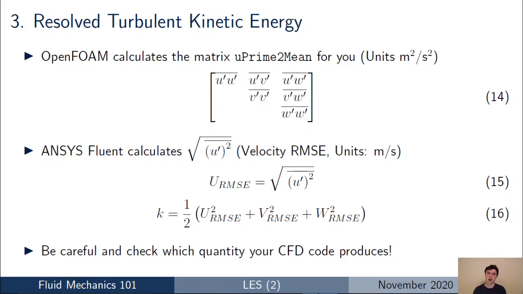Well, there's a slight difference for how you're going to calculate that turbulent kinetic energy if you're an OpenFOAM user or an ANSYS user or another CFD code. For the ANSYS users, you're going to need to square that root mean squared velocity in order to get the U prime U prime, V prime V prime, and W prime W prime. Whereas if you're an OpenFOAM user, you can just take the diagonal components of that matrix directly. So really the important point of this slide is to be careful and check what quantity the CFD code is giving you. A quick check of this is always to just look at the units, and that will very quickly tell you whether you're looking at the square root or the actual term itself.